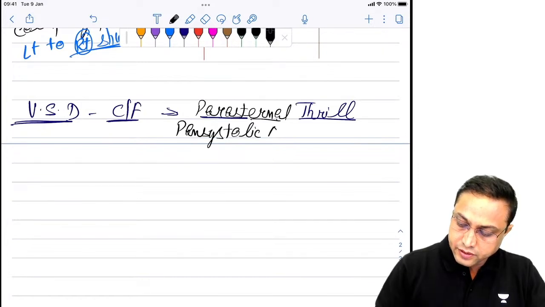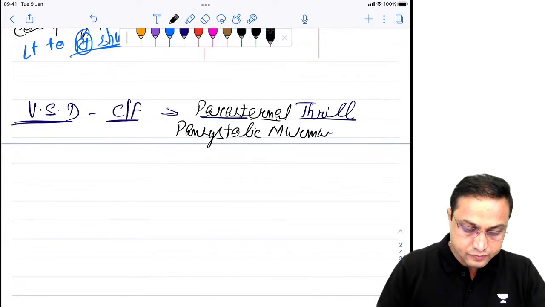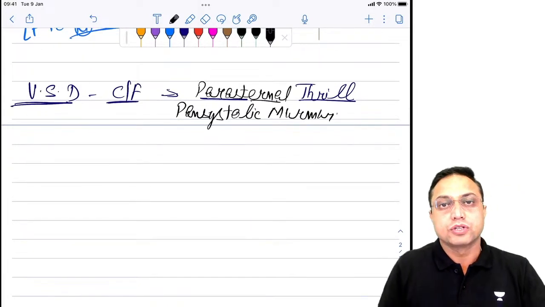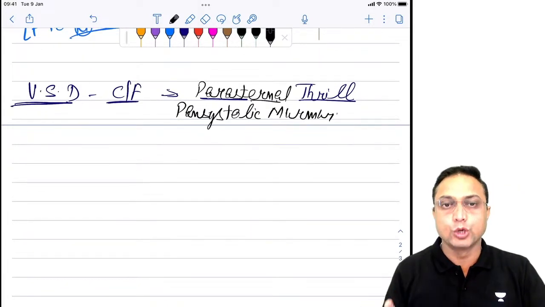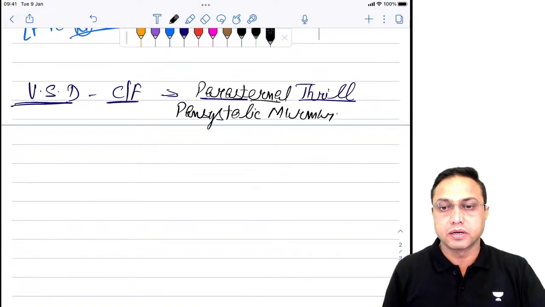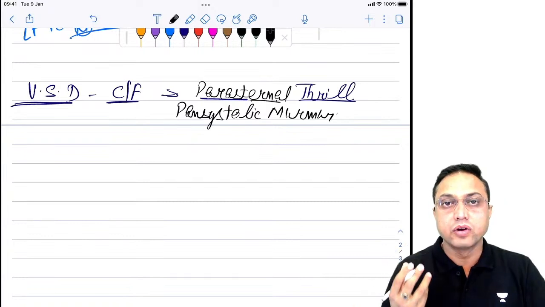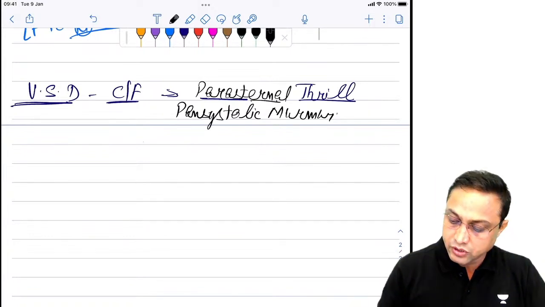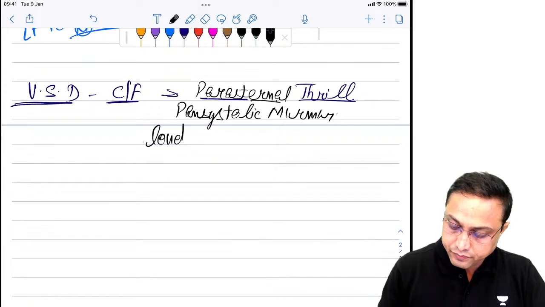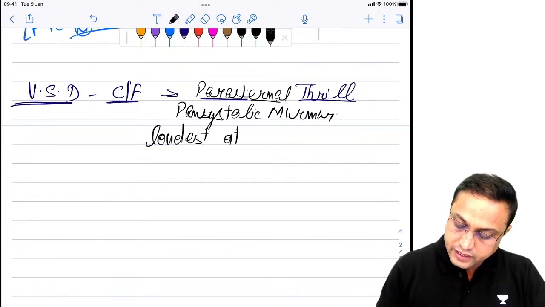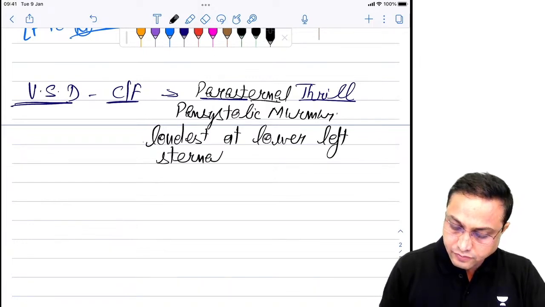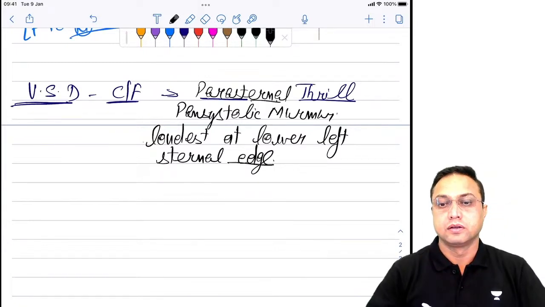Pansystolic murmur we see. But my question is this, Rohit. I agree with your point, beta, that you see a pansystolic murmur, right? Okay. But where is it loudest, where do you find this pansystolic murmur? So it is loudest at the lower left sternal border, or edge, right?